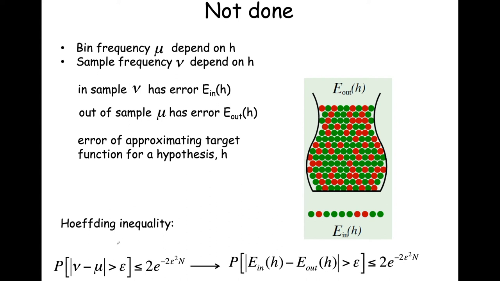And so we go back to Hoeffding's inequality, and now we replace nu and mu with our expressions for error, tying this to the learning problem. And so we do this, and now instead of the probability that nu minus mu exceeds tolerance epsilon, we write the probability that E in of H minus E out of H exceeds that tolerance. The right-hand side of the inequality has not changed. That's our bound on the probability that expresses the relationship between the error tolerance and the sample size. But now when we look at this, we're looking at the probability that in-sample error diverges from out-of-sample error by more than the error tolerance.